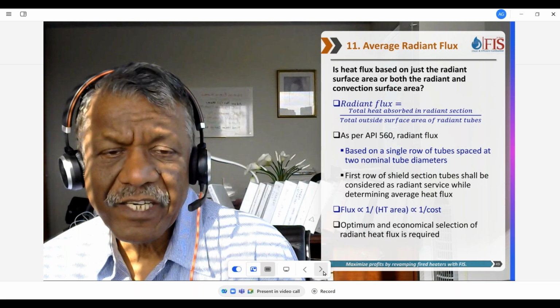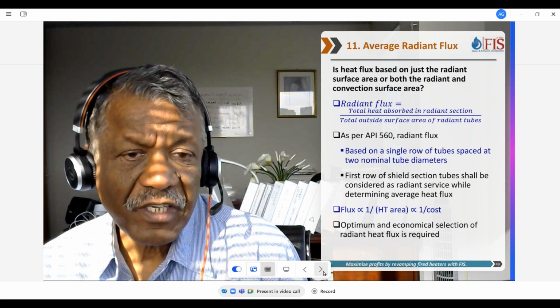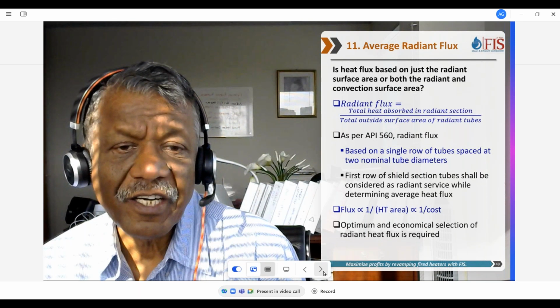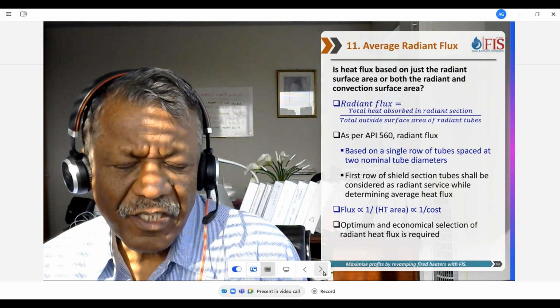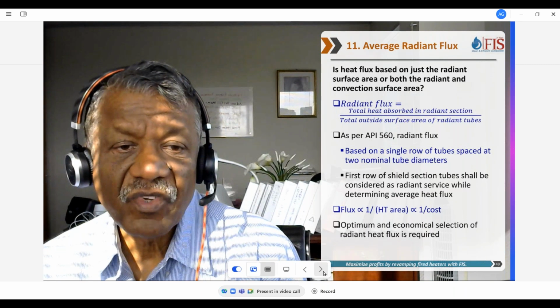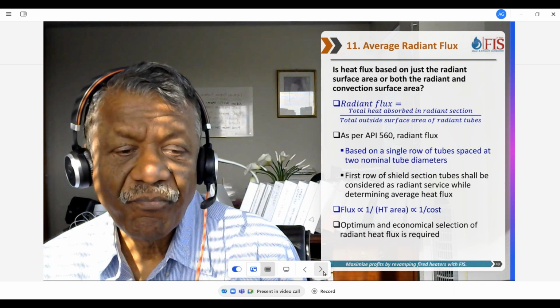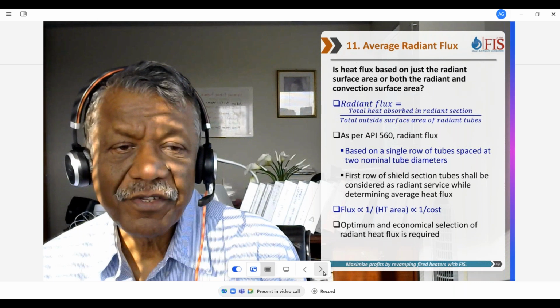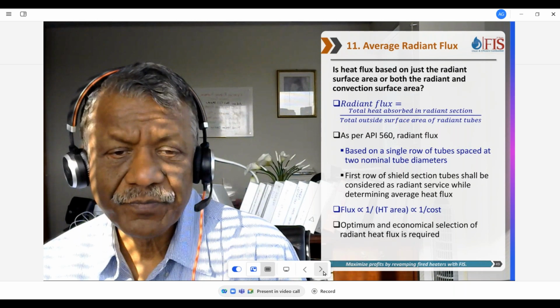And as I said, we did that calculation. We were getting about 5% heat in the radiant, in the shield section. So most of the heat is still absorbed in the radiant section. 5% is absorbed in the shield section.